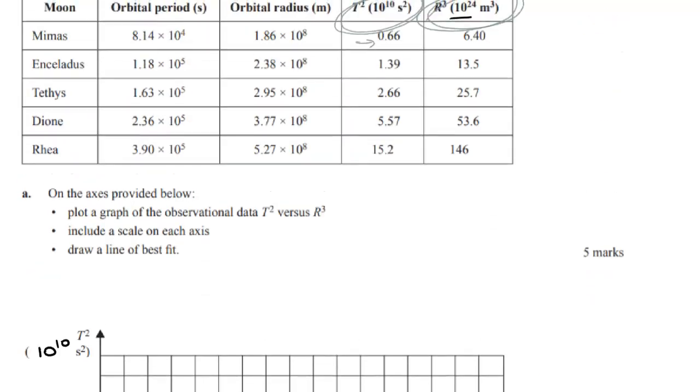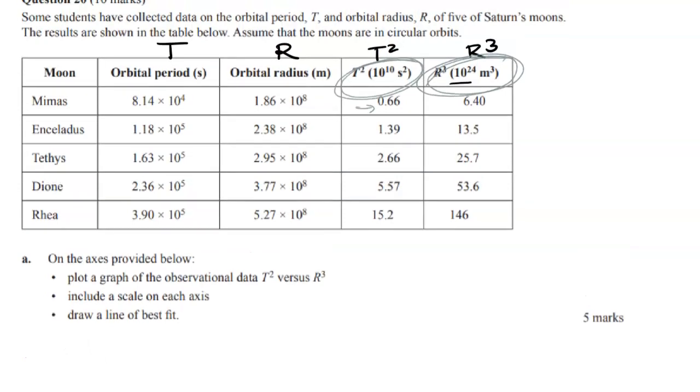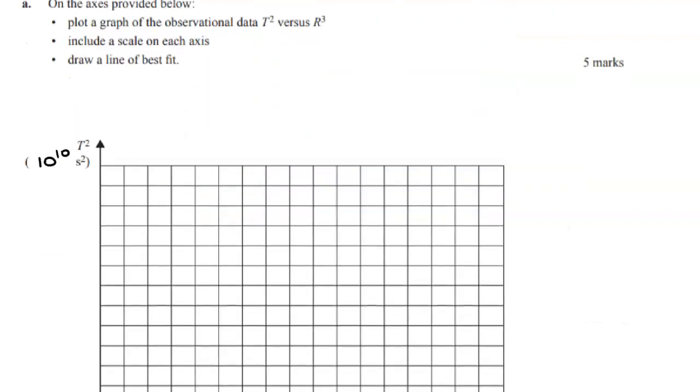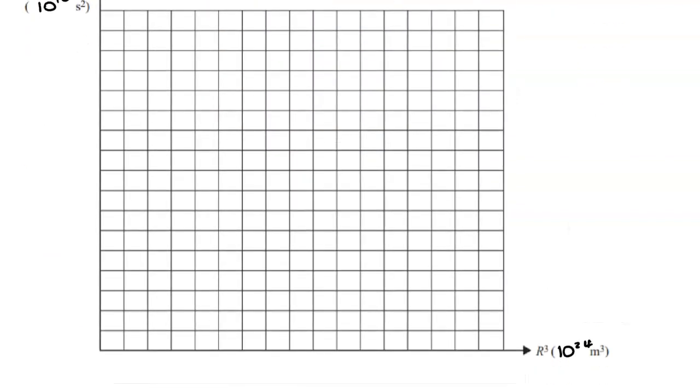Now we need to look at the kinds of values that we need to graph. We need to go from 0.66 all the way to 15 on t squared. Let's look at what we've got here. 2, 3, 4, 5, 6, 7, 8, 9, 10, 11, 12, 13, 14, 15. I can reckon we can go up by ones on this axis here. If you wanted to be lazy, you could do a bit of 2, 4, 6, 8 action.